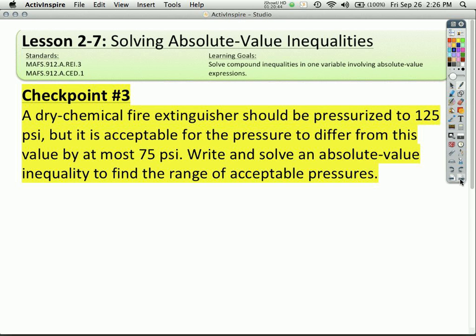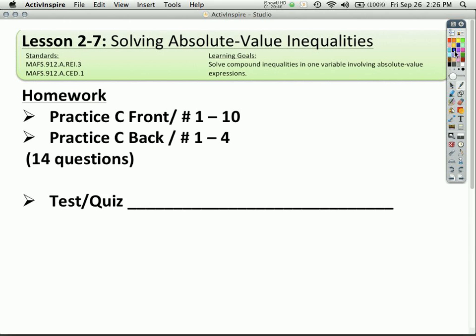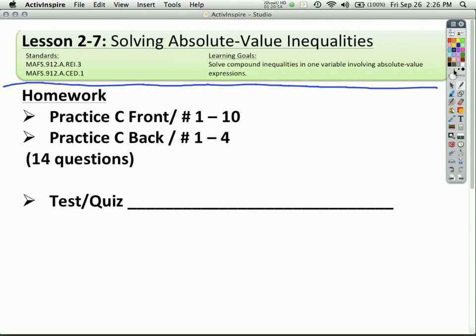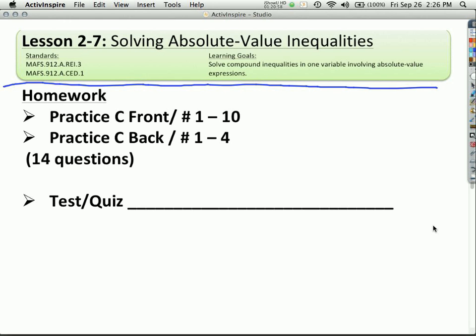So, draw a line across your paper. Your homework is the practice worksheet C, which I'm going to hand out to you in a moment. On the front, you're doing 1 through 10. On the back, you're doing 1 through 4. And you're going to have your Chapter 2 test next week.